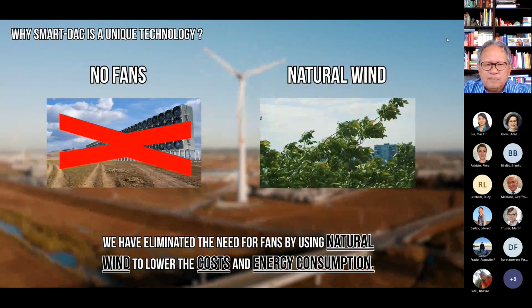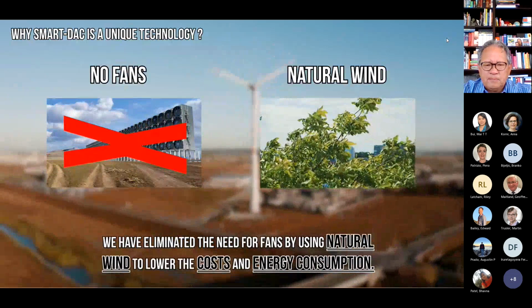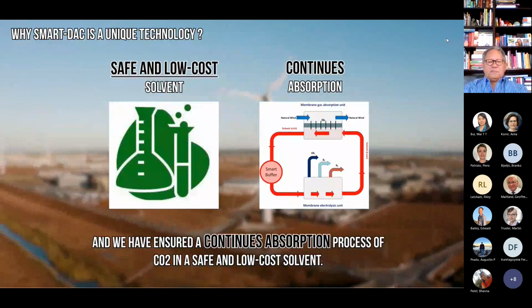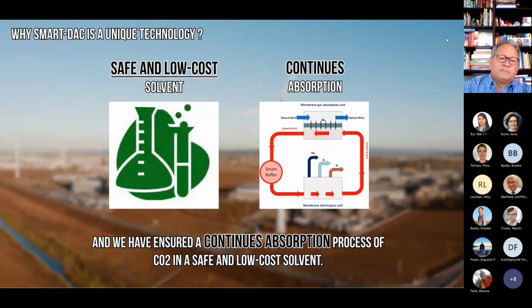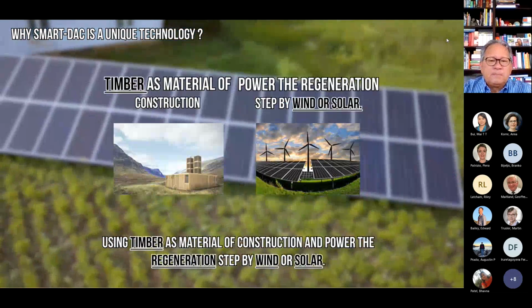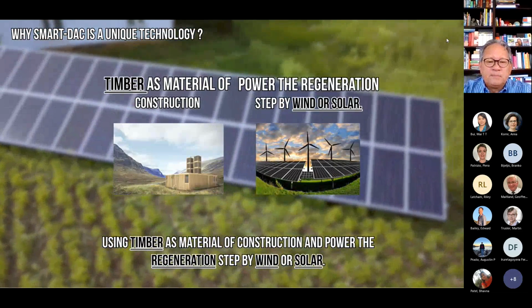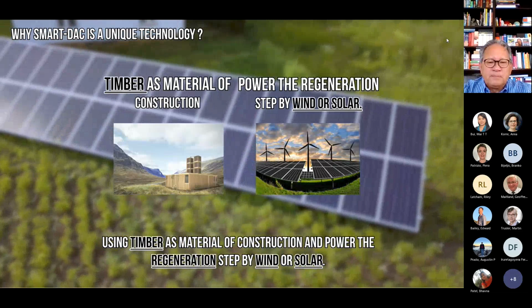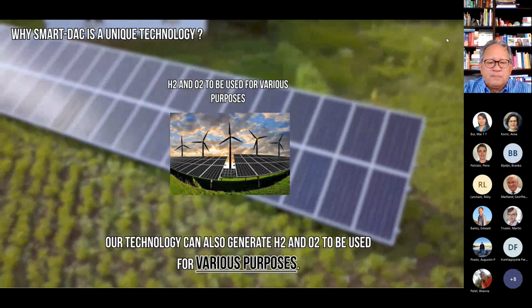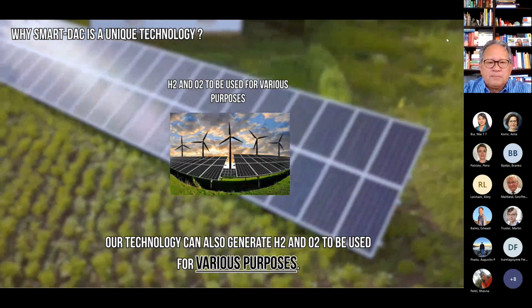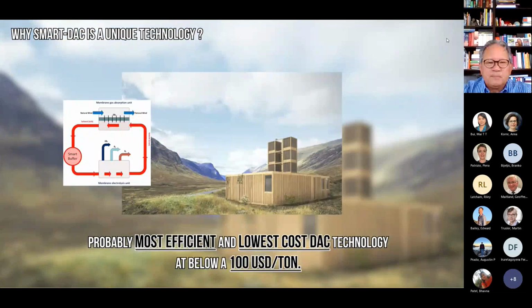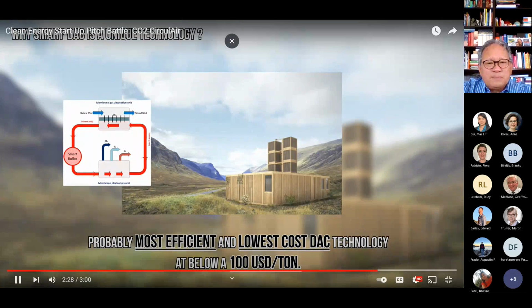We've eliminated the need for fans by using natural wind to lower the costs and energy consumption, and we've ensured a continuous absorption process of CO2 in a safe and low-cost solvent, using timber as material of construction, and powered the regeneration step by wind or solar. Our technology can also generate hydrogen and oxygen to be used for various purposes. Probably the most efficient and longest-lasting DAC technology at below $100 a ton.